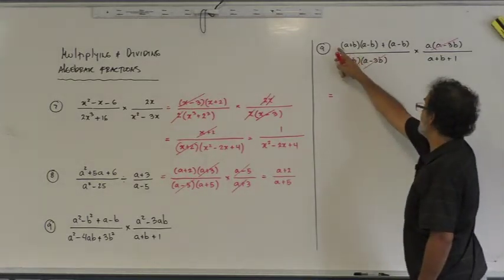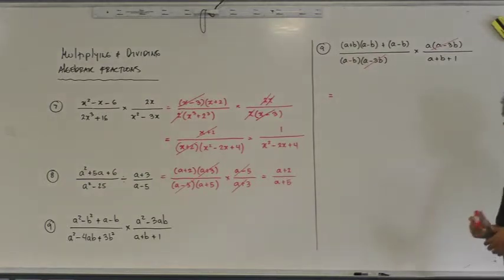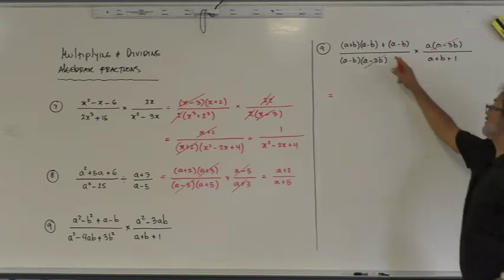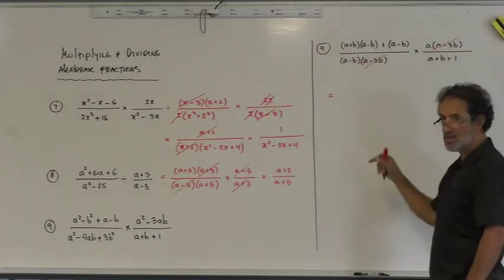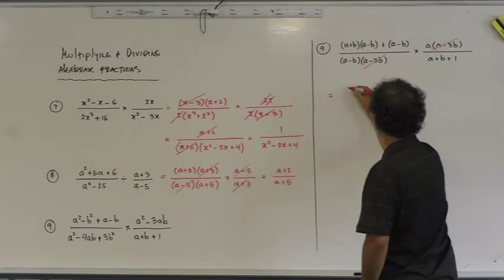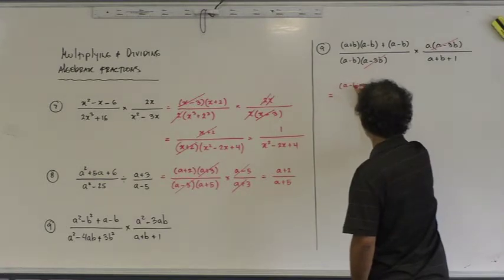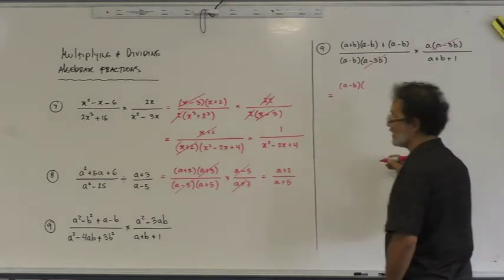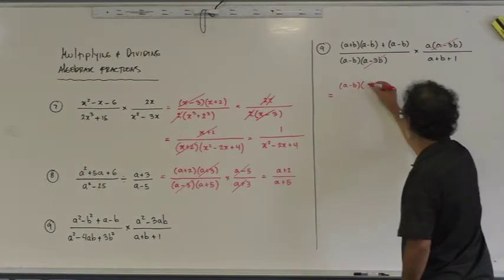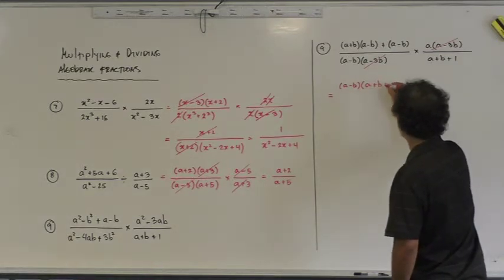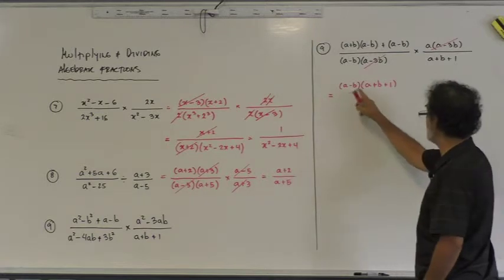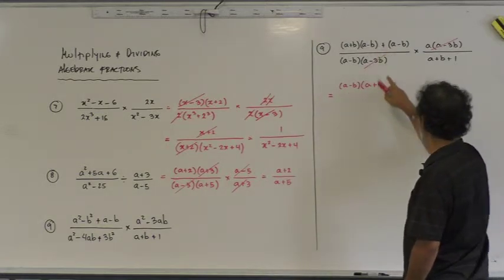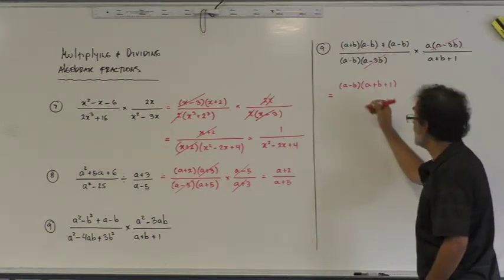What is the common factor for this top line? A minus b. Can you see that the common factor from the numerator is a minus b? Okay, so I'm going to take that common factor, so it's a minus b. And then what is left? A plus b plus 1. Okay, so you have to remember that in here we got 1.